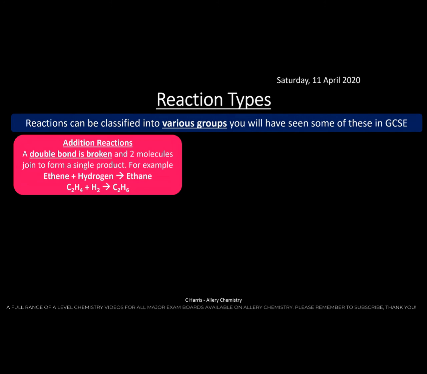So the first one is an addition reaction. Addition reactions is where a double bond is broken. We've got two molecules joining together to form a single product. So for example, a classic example is alkenes. Alkenes have that double bond, and so therefore we can open that double bond and add a substance to it.